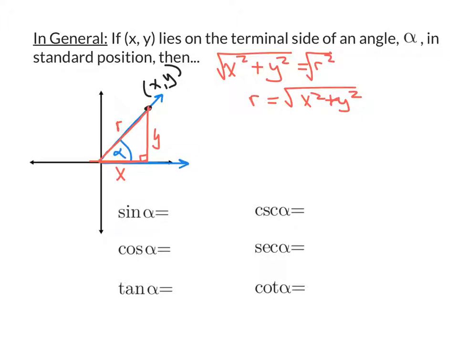And now that I know all the sides of my right triangle, referencing angle alpha here, the sine of alpha is going to be opposite over hypotenuse, or y over r. The cosine would be adjacent over hypotenuse, and the tangent would be opposite over adjacent. Of course, the reciprocal functions of cosecant, secant, and cotangent are going to be the reciprocals of those 3 fractions.